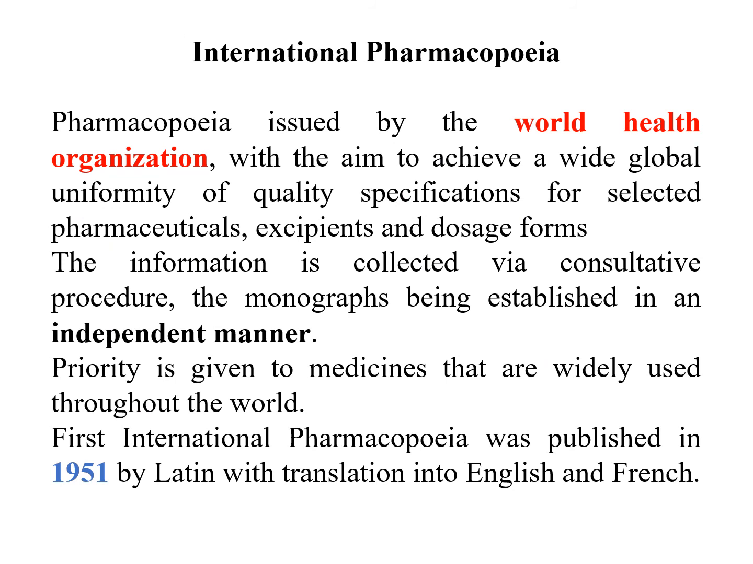Then what is the need of the international pharmacopoeia? It is issued by the World Health Organization with the aim to achieve wide global uniformity of quality specification for selected pharmaceuticals, excipients and dosage forms. The information is collected via a consultative procedure, the monographs being established in an independent manner. Normally priority is given to medicines that are widely used throughout the world. The first international pharmacopoeia was published in 1951 in Latin, English and French. Especially in pandemics like corona, they need the same medication worldwide. In that scenario, the international pharmacopoeia plays a major role.